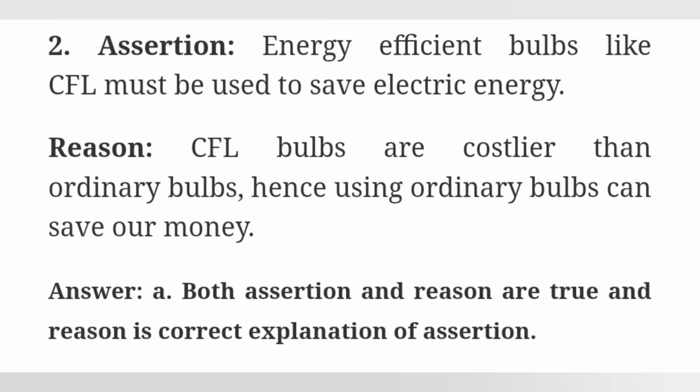Second one, assertion: energy efficient bulbs like CFL must be used to save electric energy. Reason: CFL bulbs are costlier than ordinary bulbs, hence using ordinary bulbs can save our money. Option A answer: both assertion and reason are true and reason is the correct explanation of assertion.